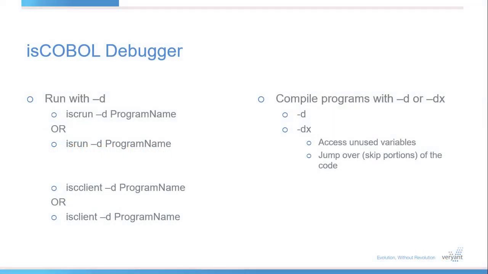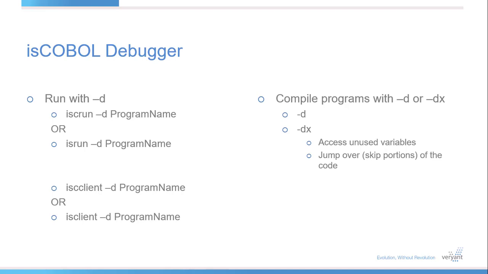Hello, this video is going to talk about the isCOBOL debugger. isCOBOL's runtime framework includes this graphical debugger, and it's launched by adding a -D to your command line. It works both in fat and thin client, and any class compiled for debug will open in the debug window. Now, to compile for debug, you have two choices.